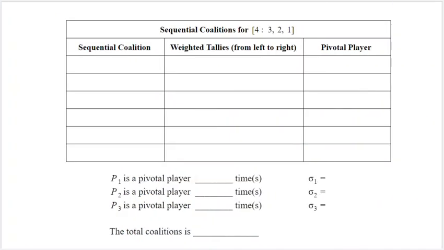So let me show you some notation. So let's look at this weighted voting system. Our quota is 4. We have 3 players with 3, 2, and 1 votes respectively. So think of a sequential coalition as a permutation, because that's really what it is. So you have 3 players. You need to write all of the possible sequences for these 3 players. So for example, you could have player 1 go first, then player 2, then player 3. And we are going to use the angled brackets for sequential coalitions.